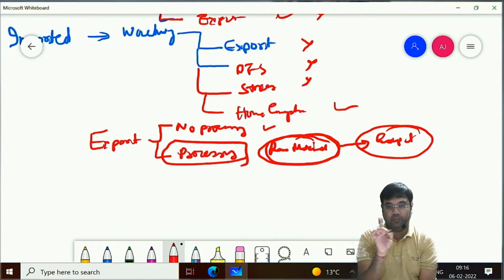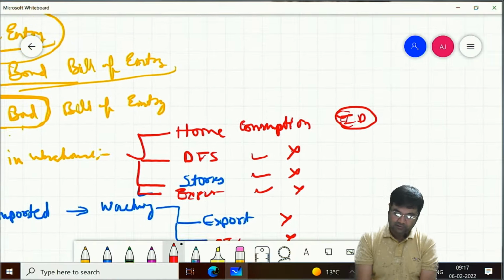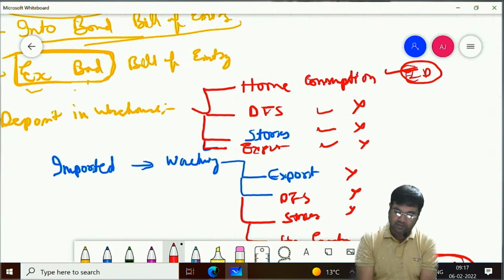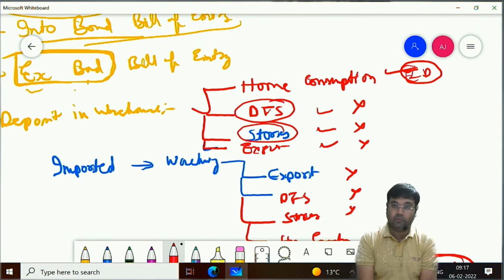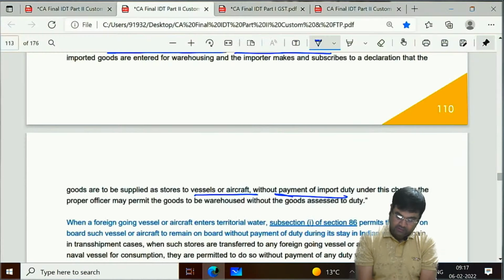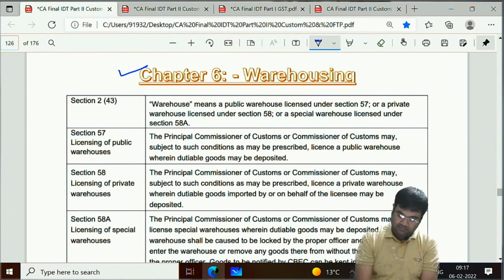But remember, no home consumption. Any goods which are going to be cleared for home consumption, duty needs to be paid. So in case of warehousing, what is the option? Importer has home consumption, pay the duty. If he is supplying to a duty free shop, no duty. Stores to a foreign going vessel, no duty. And if he is exporting, no duty. Understood these basic things related to warehousing, so that I can start the warehousing chapter.